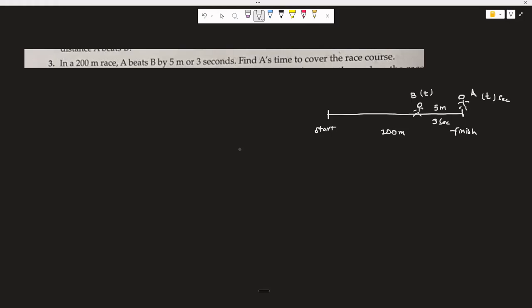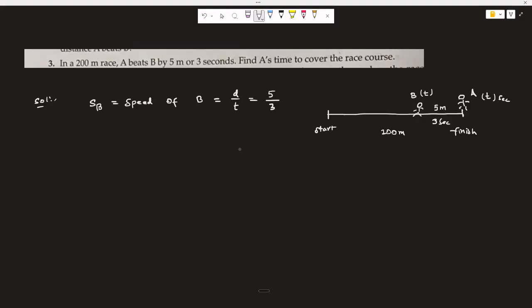Okay. For winning the race, what does Mr. B have to do? Yeah, let's calculate B's speed. Speed of B is equal to distance by time. Distance by time. That means, of course, 5 meters by 3 seconds. That is the speed of B.